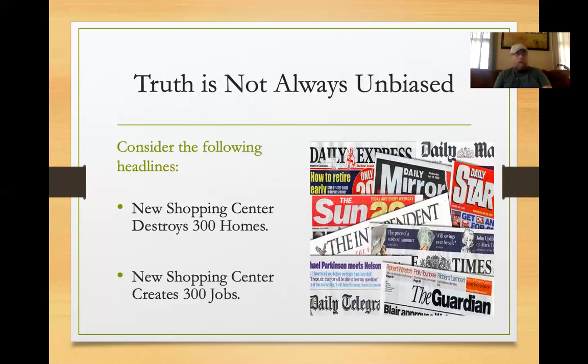What you have to do, if you really want to know what's going on in the world, especially with news, is look at news from many different angles and find out where those intersections are. And that's usually where the truth is. If you were looking at something like this, very simply, new shopping center destroys 300 homes, new shopping center creates 300 jobs, the one thing that intersects between those two headlines is there's a shopping center going in, whether it's good, bad, or different, okay?